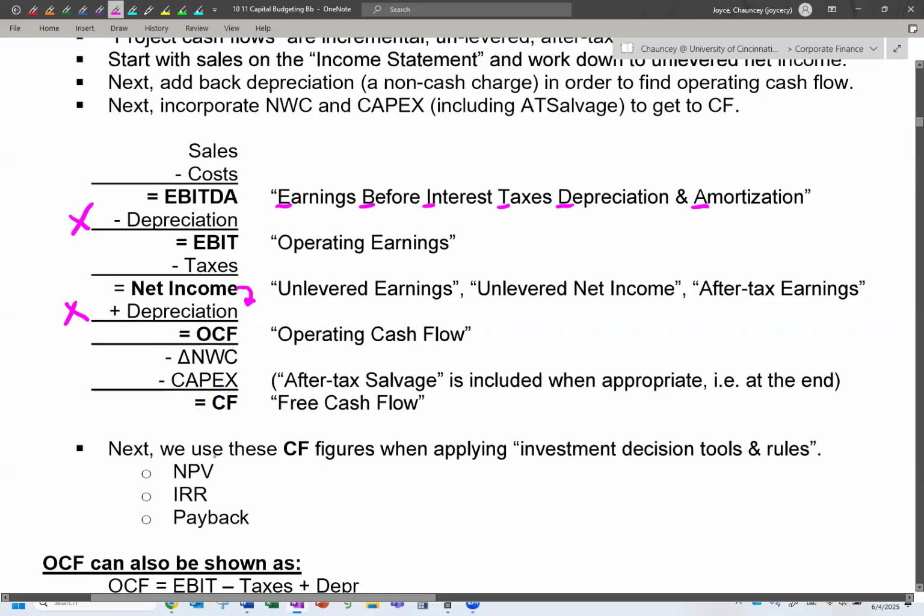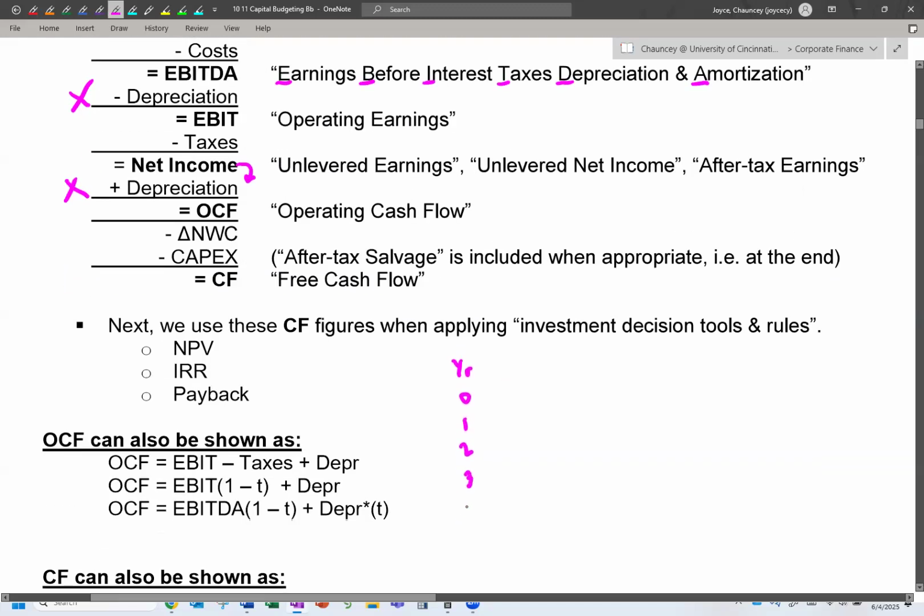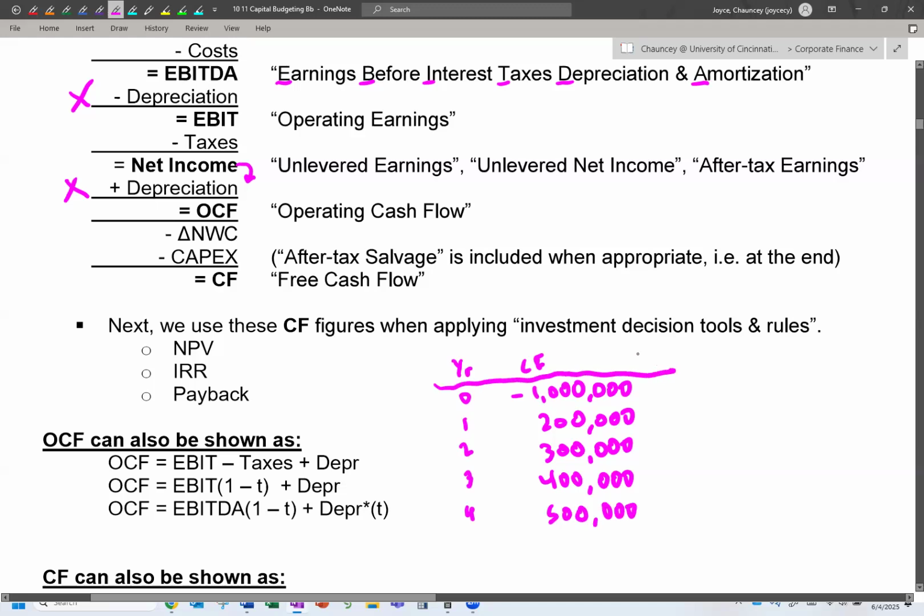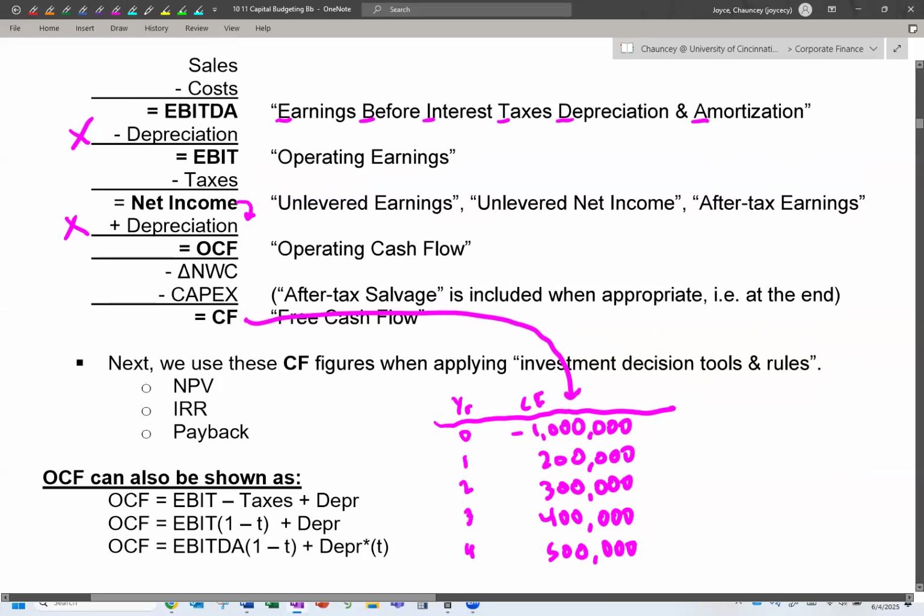So if you remember from our unit on net present value, we were given cash flows by year. It said something like year 1, year 2, year 3, year 4, and you had cash flows here. Maybe it was an investment of $1 million that generated after-tax cash flows of 200,000, 300,000, 400,000, and 500,000. This is the cash flow we used when we calculated net present value. So now in this unit, you're going to learn how to get to that.